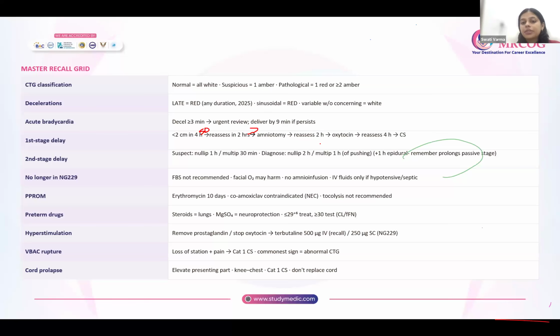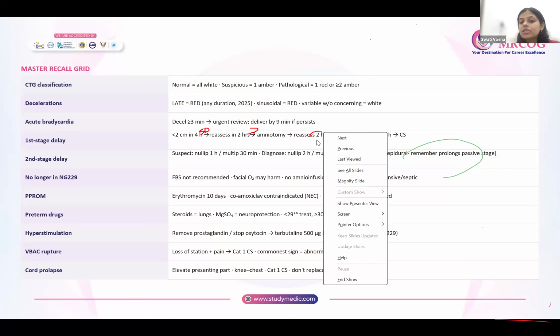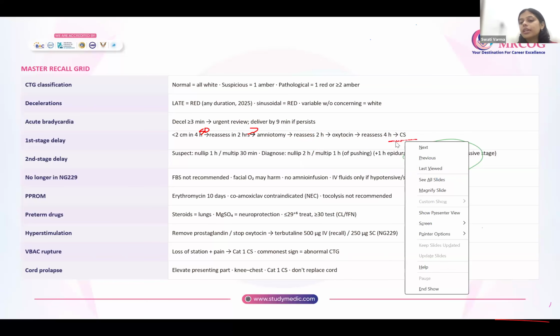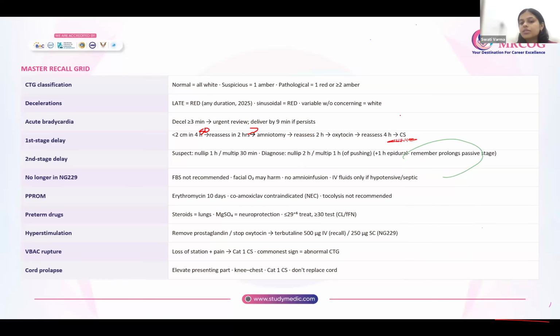Amniotomy you did, reassess again in 2 hours. This is important. After amniotomy, you reassess in 2 hours. Give her oxytocin. If the progress is still not good, you have to reassess 4 hours after oxytocin. If still the progress is not good, consider her for cesarean section. So you need to know when to suspect delay and when to diagnose delay.